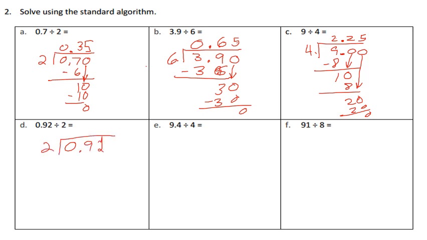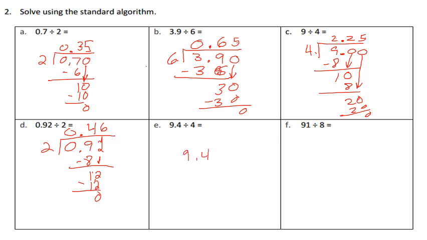divided by 2. 2 will go into 9 4 times. 4 times 2 is 8. Leaving us a remainder of 1 tenth. Bring down our 2. 2 will go into 12 hundredths 6 times. 6 times 2 is 12. And the remainder of 0.